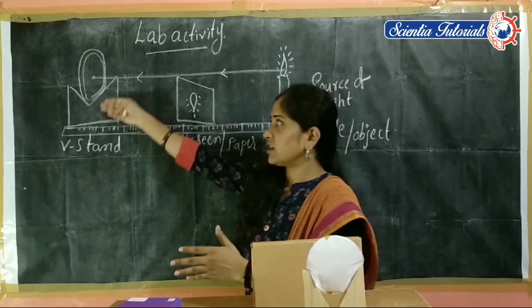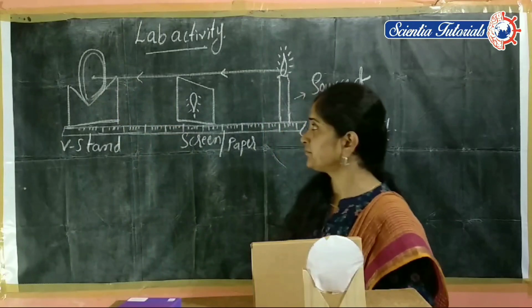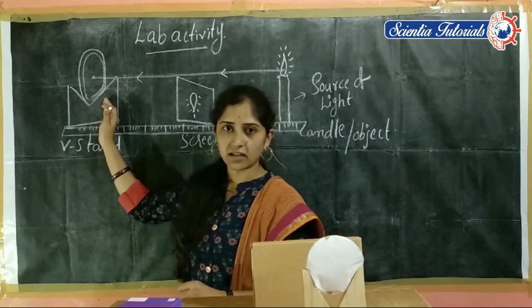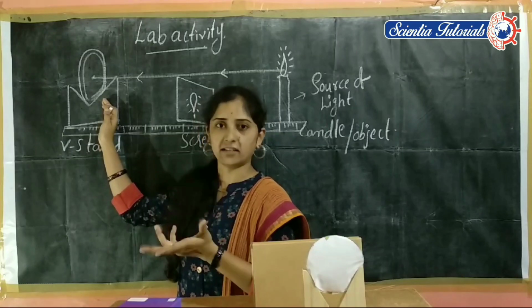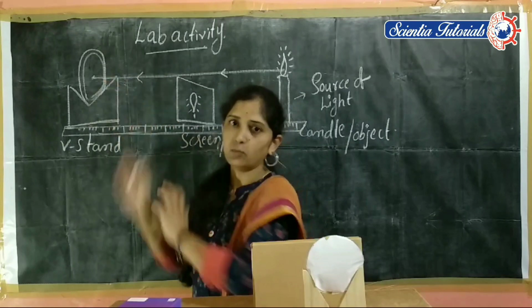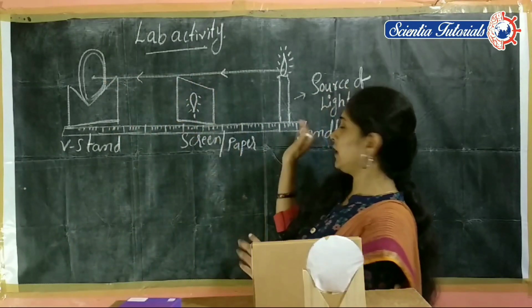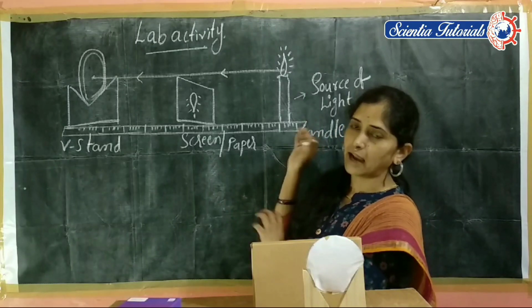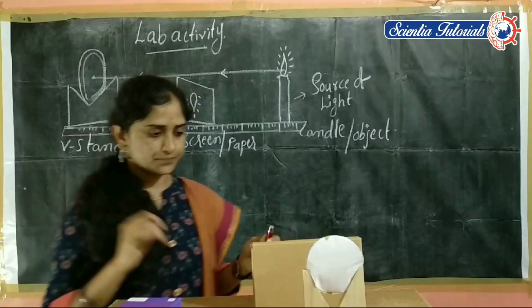On the V stand we have to arrange the concave mirror, and the focal point of this concave mirror should be known. With the known focal point concave mirror, we take the paper, and next we have to arrange the candle.